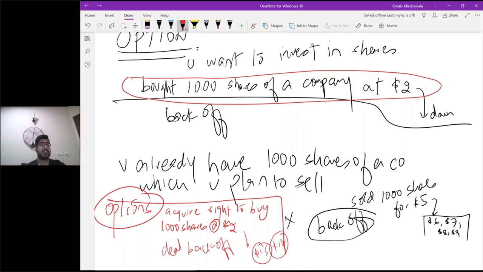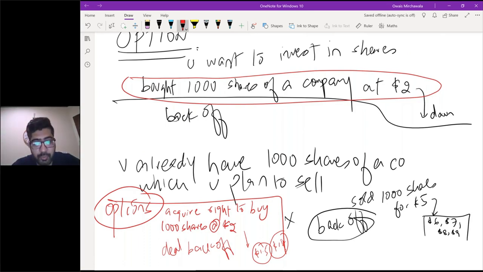So see how much the investor is protected here. If he just goes randomly in the market and buys 1,000 shares, there is no U-turn. He has bought shares. Now, if the prices go down, he will definitely suffer loss. But if he just takes a right to buy shares at $2, he's protected so much that if the prices start going up, he will exercise his right to buy 1,000 shares at $2, get 1,000 shares at $2, sell it for 3, 4, or 5 in the open market and earn gain. But if the prices start going down, he will back off from this deal.